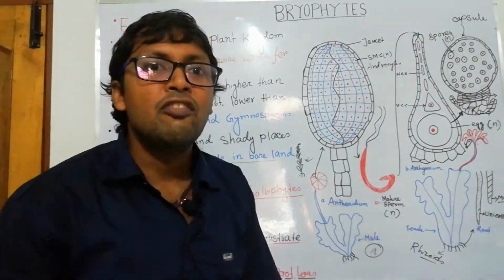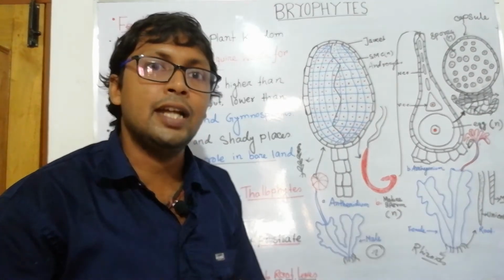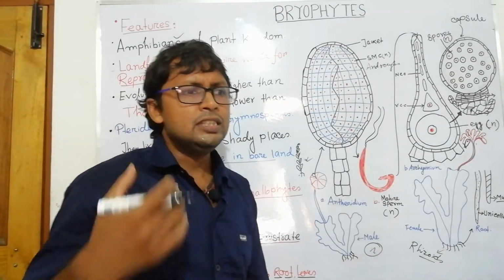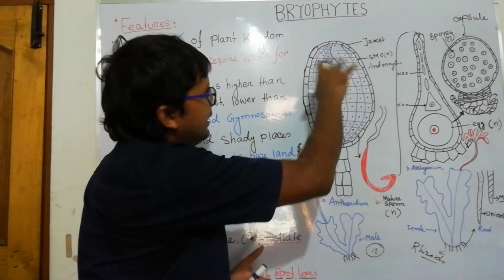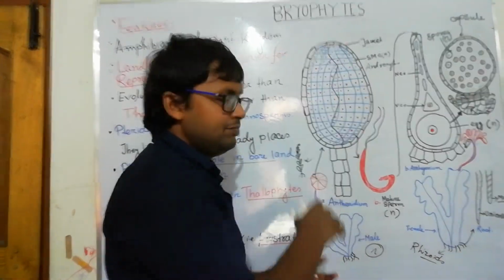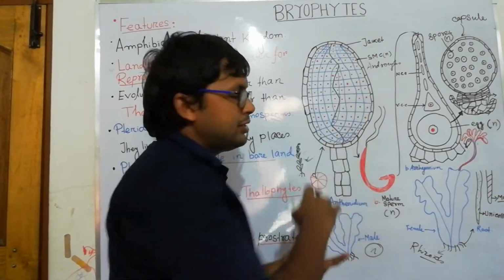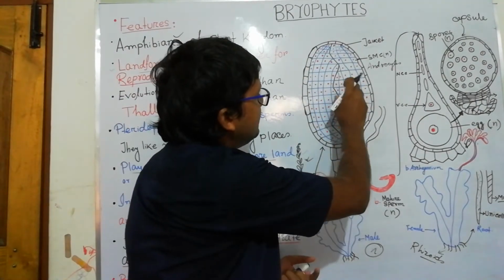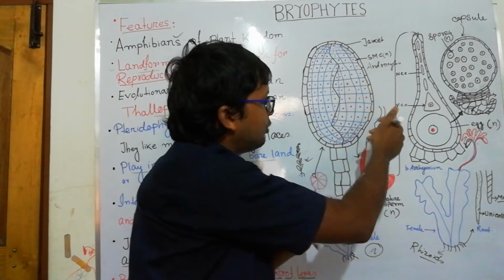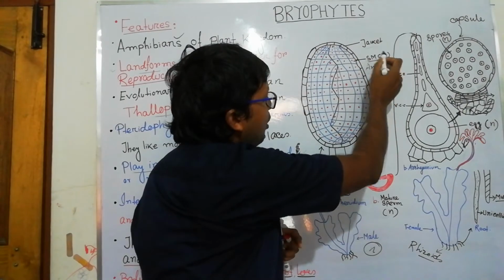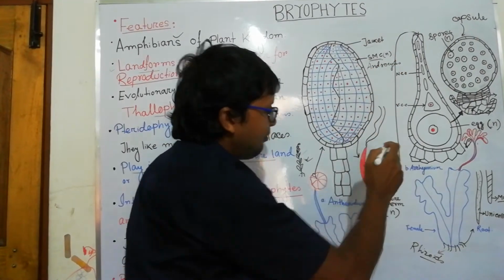This one is very important, androcytes. Why? This structure is very important because in this case the jacket is there. This jacket covers the inner androcytes. These androcytes will convert into sperms. This is the sperm mother cell. They are haploid, and from this sperm cells are developed.